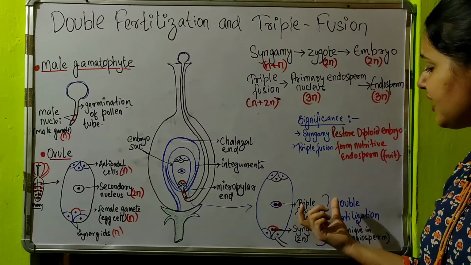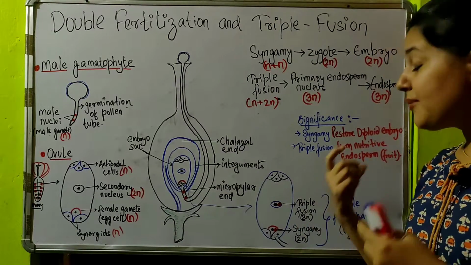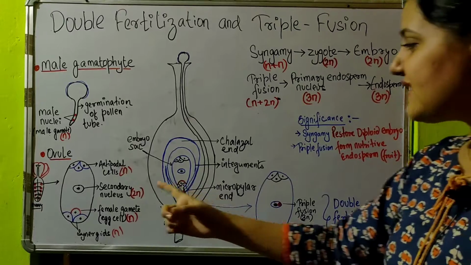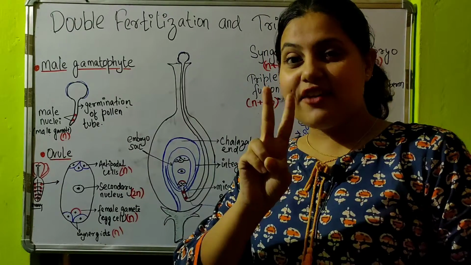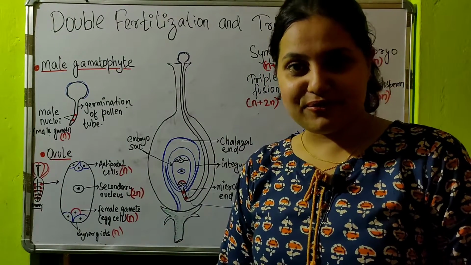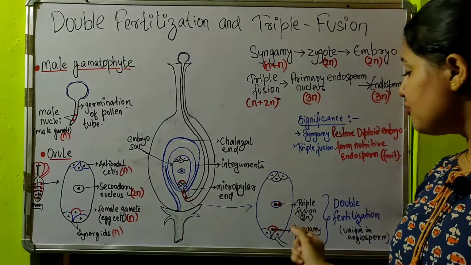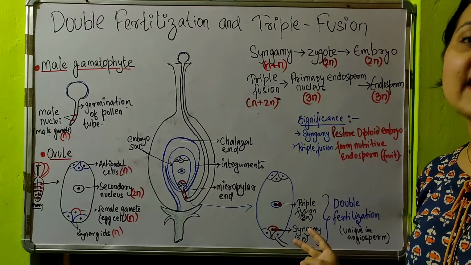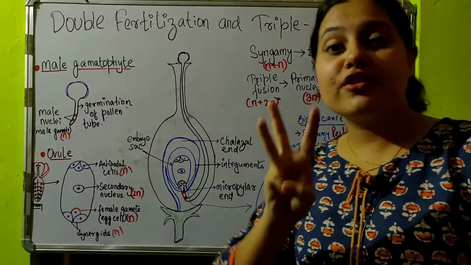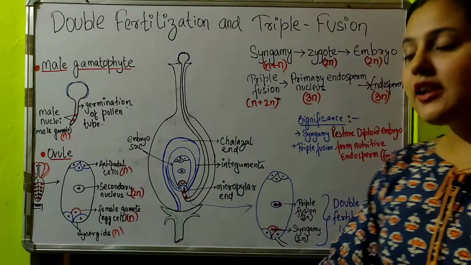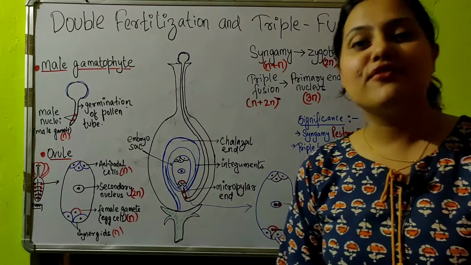And now another thing here: why are we naming it triple fusion? Because the secondary nucleus has 2n chromosomes, and when the male nucleus fuses with it, 2n plus n gives us 3n. Since there is the fusion of three nuclei, we call it triple fusion.